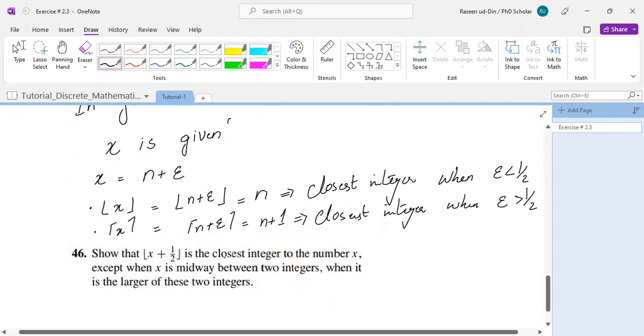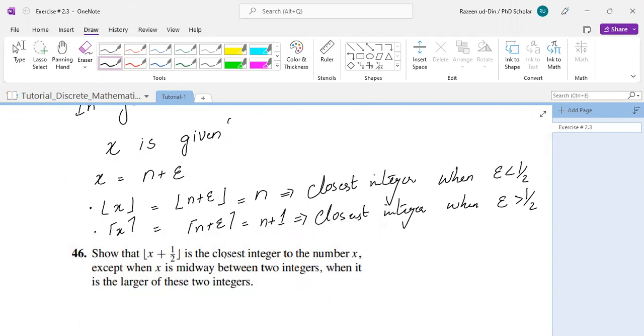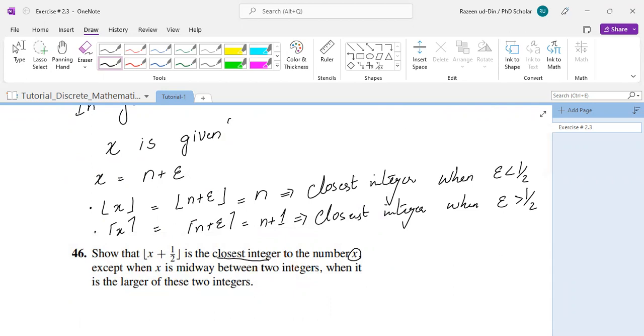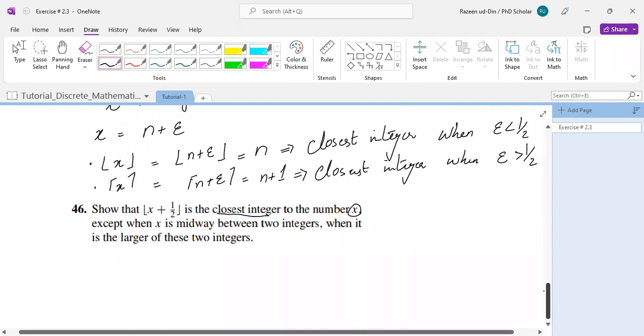Show that the floor of x plus half is the closest integer to the number x. And we know now from our previous discussion what is meant by the closest integer to a number x. It depends on cases, which is on epsilon. Along with this, we have to prove that this doesn't hold when x is in the midway of two integers and when it is the larger of these two integers.